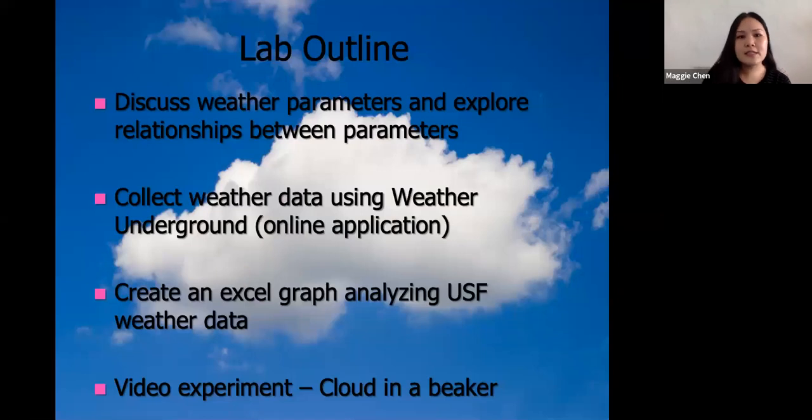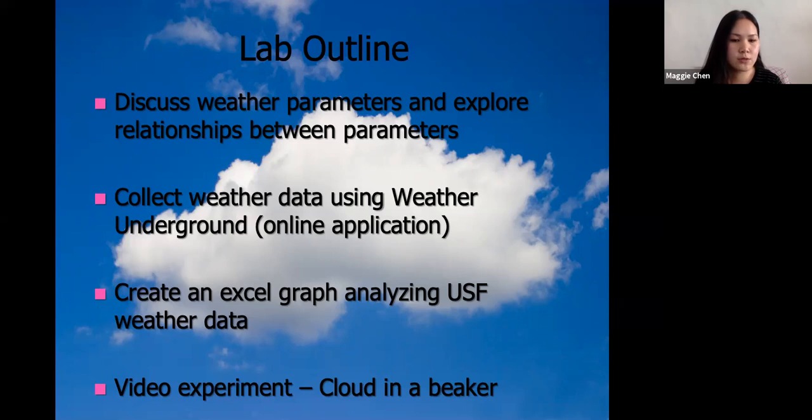So for today's outline in lab, we're going to discuss weather parameters and explore the relationships between these different parameters. Then there's going to be a small video that you're going to watch to better understand the relationships between some of these, specifically relative humidity and temperature. We're going to collect weather data using the Weather Underground online application. It's a website where you're going to be looking at different sites and also filling out the Canvas doc that you're going to turn in at the end of lab today.